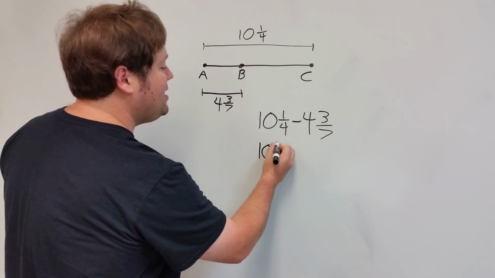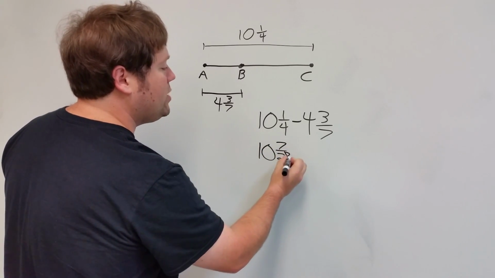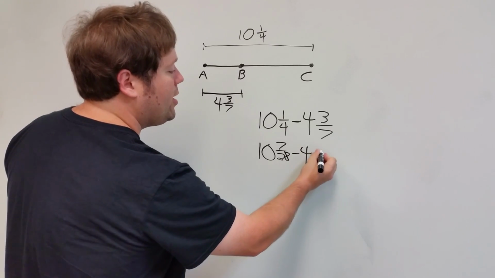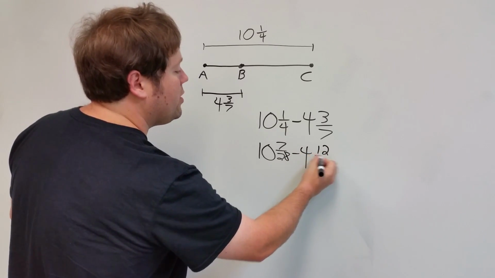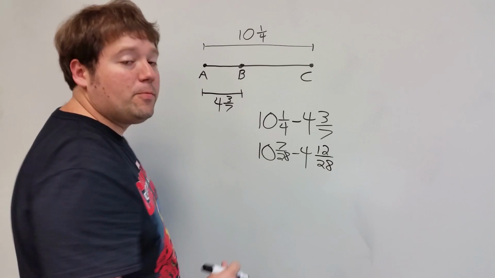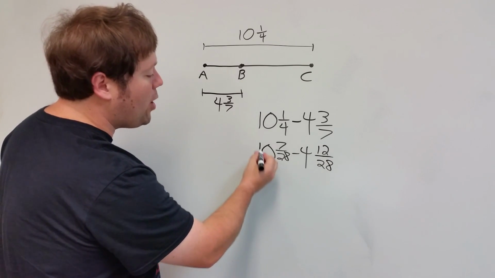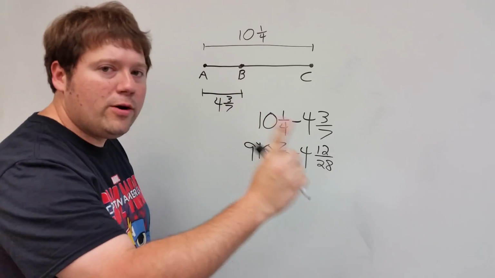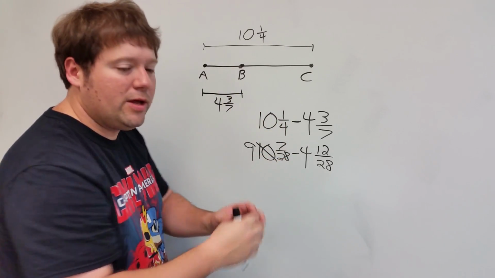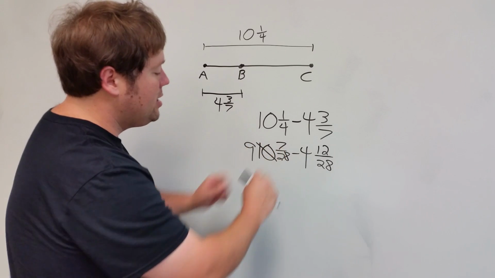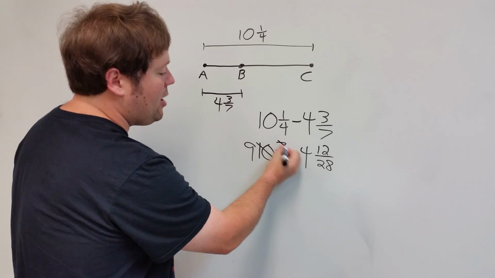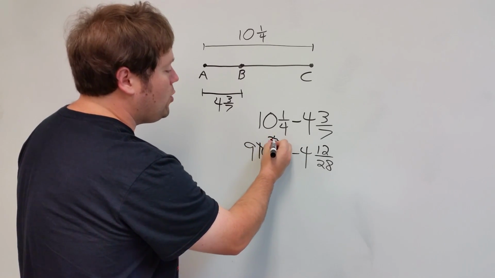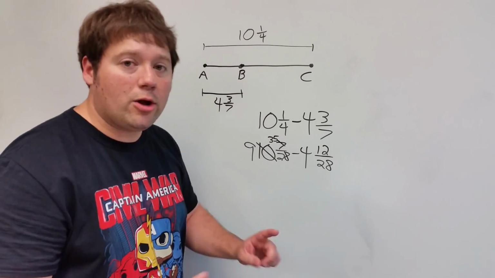That means we get 10 7/28 minus 4 12/28. And we'll have to borrow, just like we did before. I'm going to borrow 1 from 10. That's going to leave me with 9. And that one whole that I borrowed, I'm going to split up into 28 28ths. So I'm going to add that to my 7 I already had, giving me a total of 35 28ths. So now I can subtract.